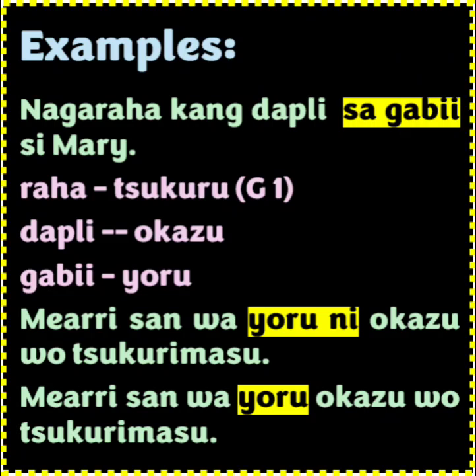However, with the time expression yoru, we can either use ni after yoru or simply just say yoru, as in the example, Mary-san wa yoru okazu wo tsukurimasu. So the time expression yoru does not really require ni to be used. However, if you want to use ni after yoru, it is still okay. It is still correct, and there is no difference in meaning between yoru ni and simply yoru. So, Mary-san wa yoru ni okazu wo tsukurimasu and Mary-san wa yoru okazu wo tsukurimasu are exactly the same sentences.